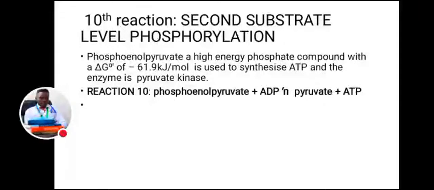Then the last reaction, which is the 10th reaction, is called the second substrate level phosphorylation, where phosphoenolpyruvate, a high energy phosphate compound with a ΔG0 of negative 61.9 kilojoules per mole, is used to synthesize ATP, that is the adenosine triphosphate, and the enzyme is called pyruvate kinase. Okay, so that's the last enzyme that catalyzes the 10th glycolytic enzymatic reaction.